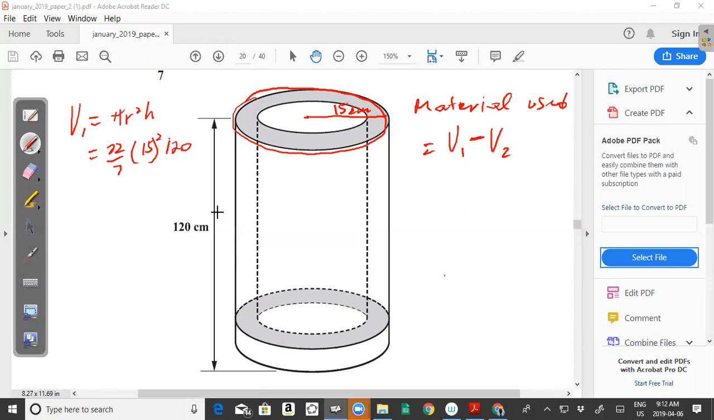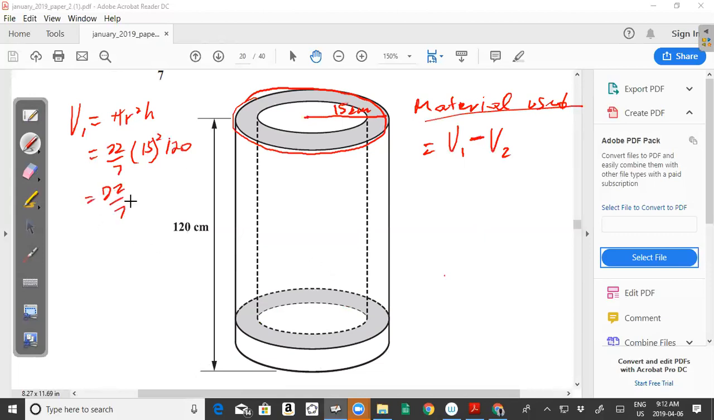So we're using the entire height now. We're not worrying about any thickness here because we're trying to find how much material is used to make the cylinder. All right. So we can use the entire height. So let's calculate this here.